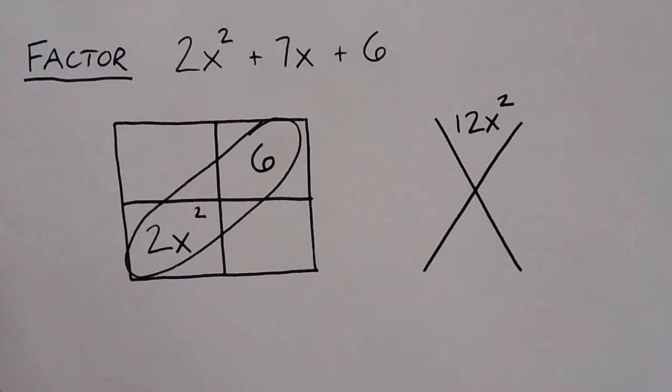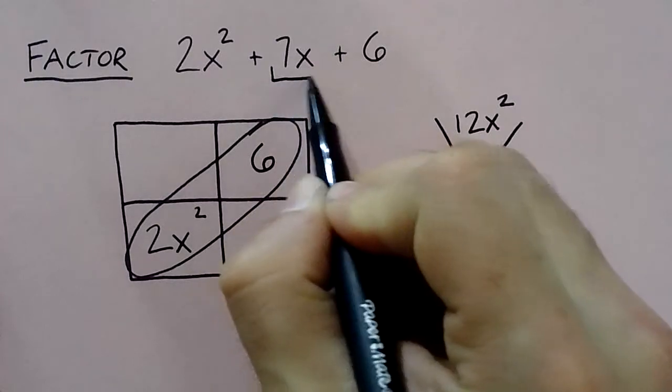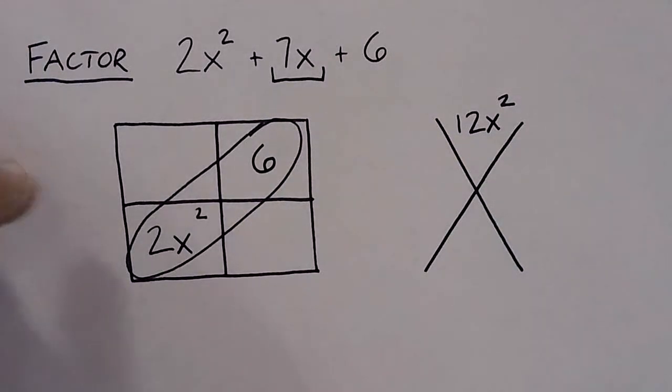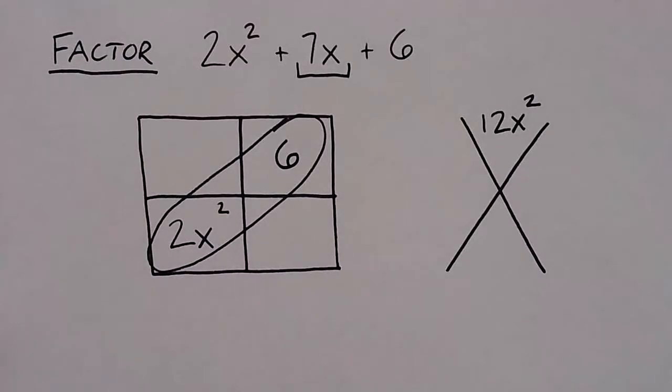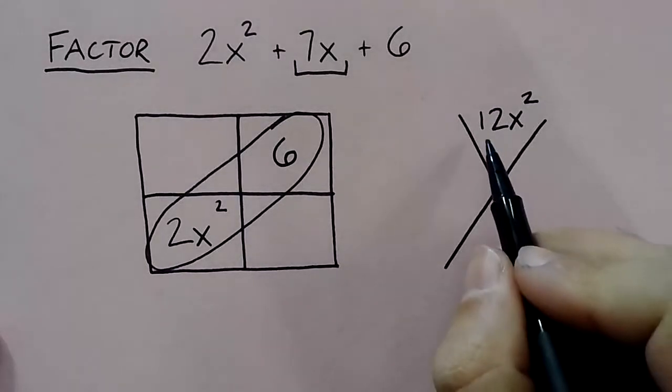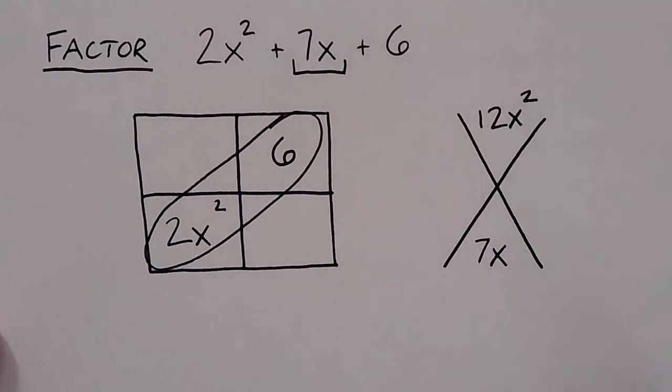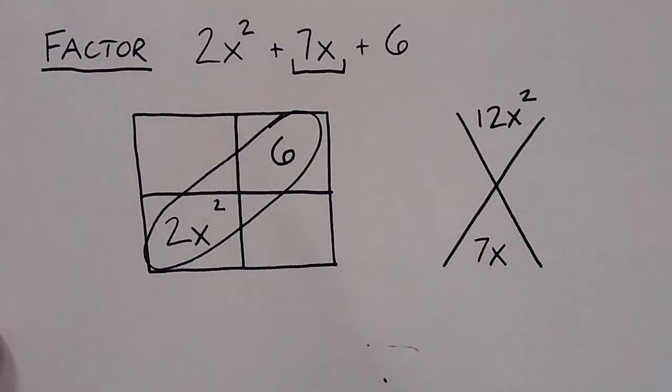The remaining tiles, if we think about them as algebra tiles from our sum, would be our 7x. Now what we need to do is split those tiles up to fill in the two parts of our generic rectangle, but we know that they have to multiply to 12x squared. We'll refer to that as Casey's pattern from class. So what's going to multiply to 12x squared and add to 7x, 7x coming from our middle term?